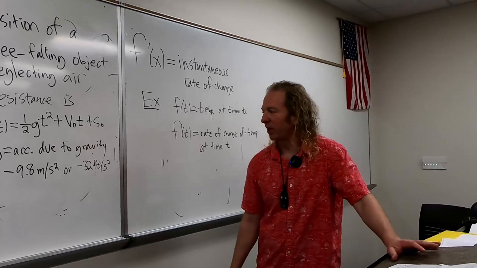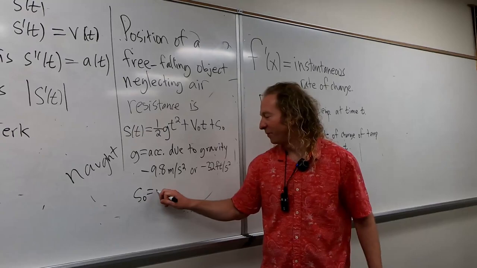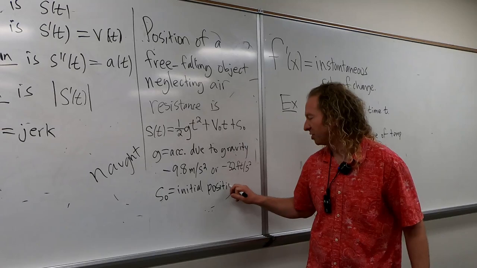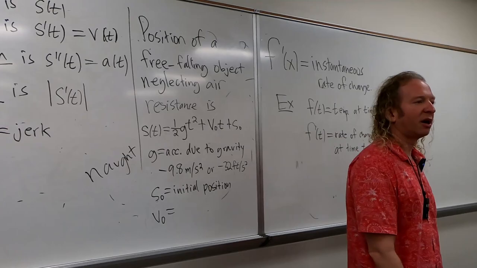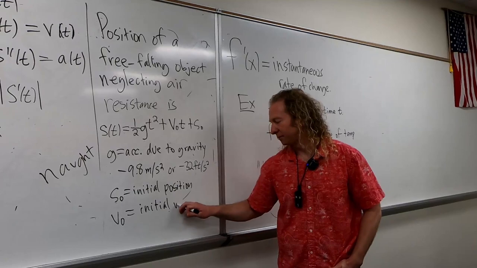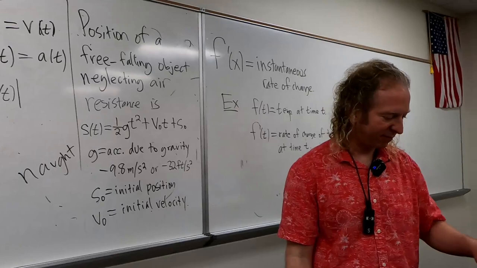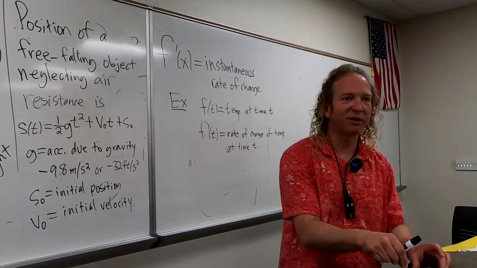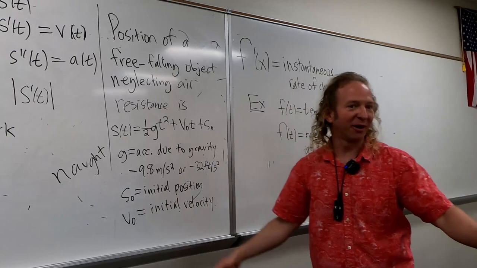And then s sub zero, this is your initial position. This is really important. And v sub zero would be your initial velocity. Good stuff. And you don't have to memorize this. It says in my notes, don't have to memorize. Apparently I wrote it there in a red pen. You just have to know s zero and v zero. s zero is initial position, v zero is initial velocity.